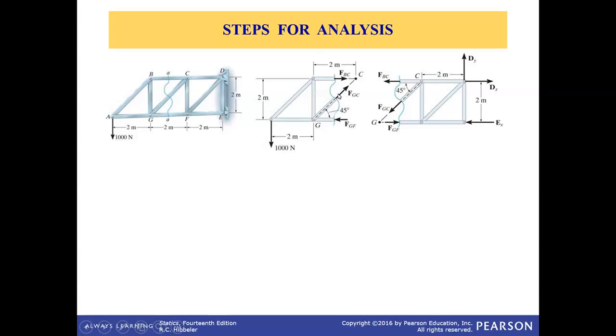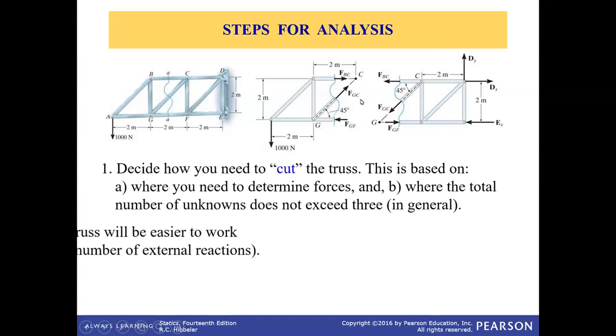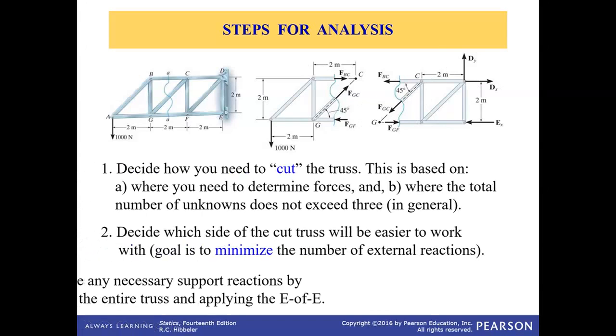So for the method of sections, if the arrow is leaving the member, that means we are assuming that the member is in tension. If the arrow is going inside the member, that means the member is in compression. This is the left side and this is the right side of this section. We can select one of those sides and solve for the unknowns.